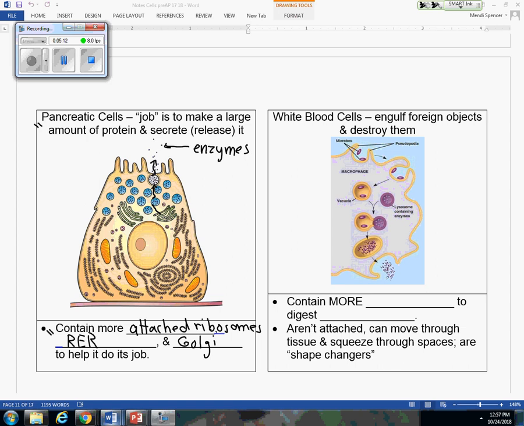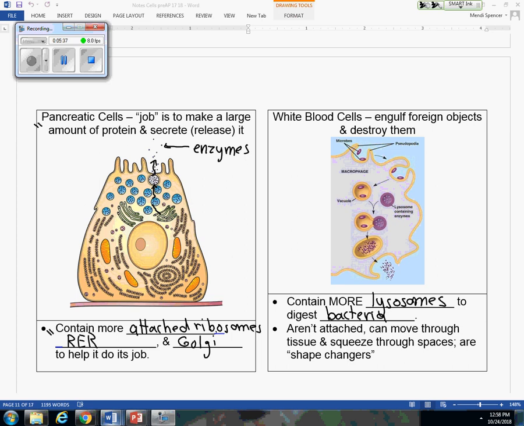We've already seen some videos on white blood cells. White blood cells will engulf foreign objects and destroy them. So to destroy them or digest what they're engulfing, they're going to have way more lysosomes than a different cell in your body that doesn't have to digest a lot of foreign particles. So white blood cells are going to have more lysosomes to digest things like bacteria and viruses that they ingest.